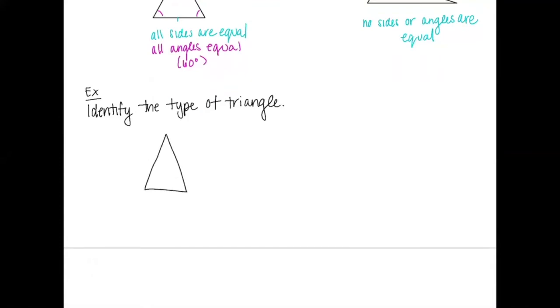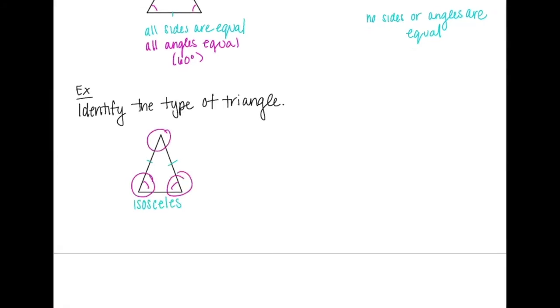So we'll look at this one first. It tells us these two sides are equal and these angles are equal. Because those two sides are equal, it's definitely isosceles. And also, none of these angles are more than 90 degrees. So it's isosceles and it's acute.